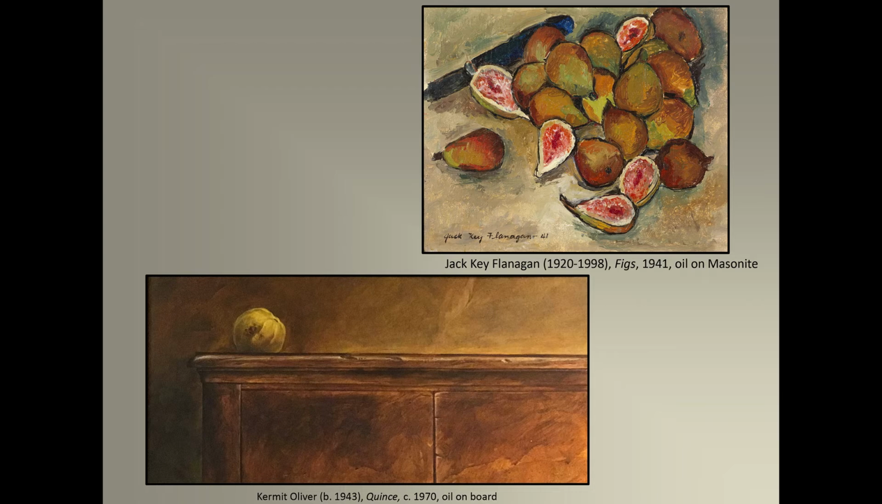Food is also a major still life category. Here we see similar color palette, focus on one type of fruit, isolated and carefully arranged in 2 paintings. Top right, Jack Key Flanagan painted Figs in 1941. It's an oil on Masonite.